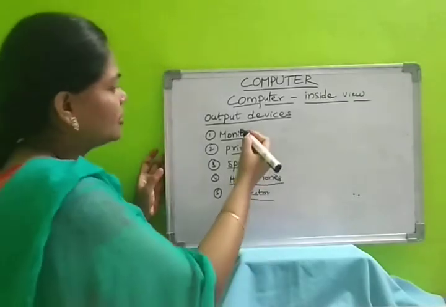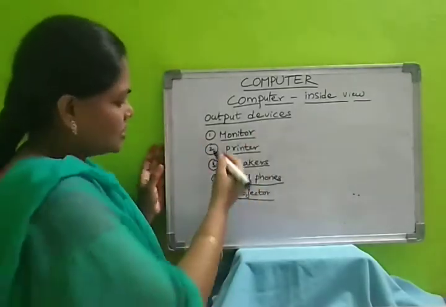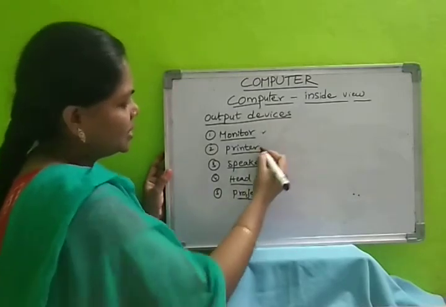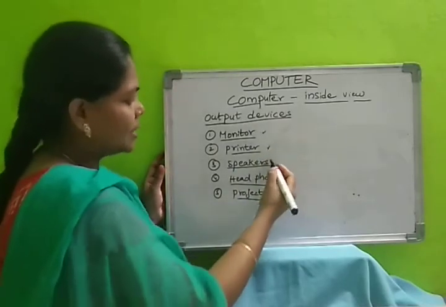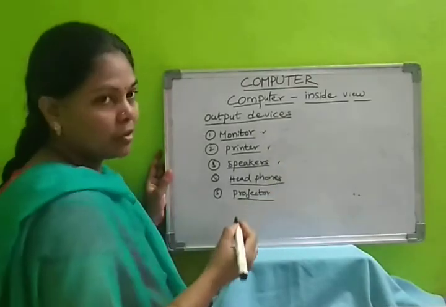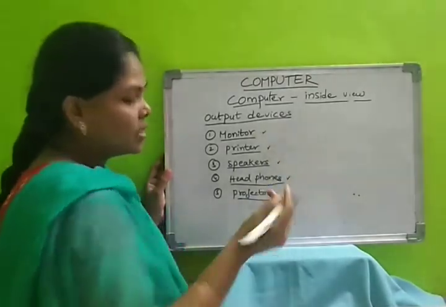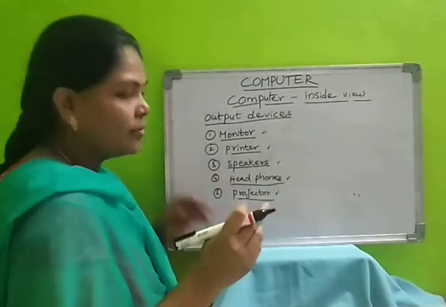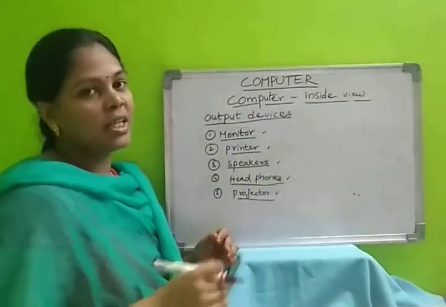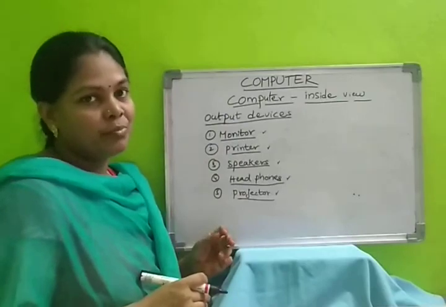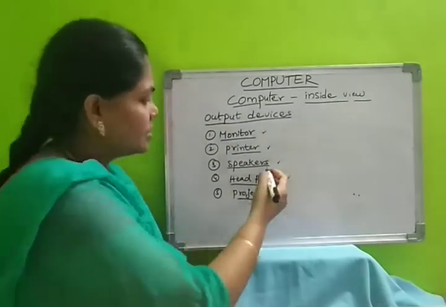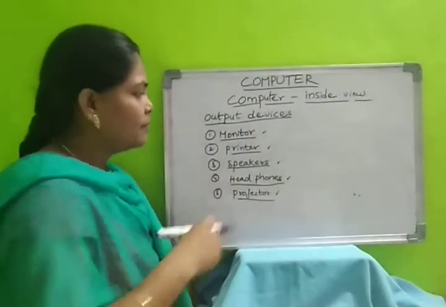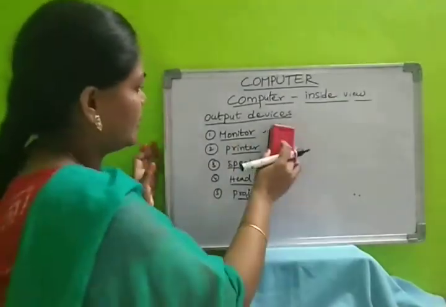So these are the output devices. What are the output devices? Monitor, a display unit. Printer, you can take a printout. Speakers, you will get louder volume. Headphones, only you can hear. Projector, we project the information on a screen so that many members can watch. Speakers also, with the louder volume many members can hear. These are the output devices.